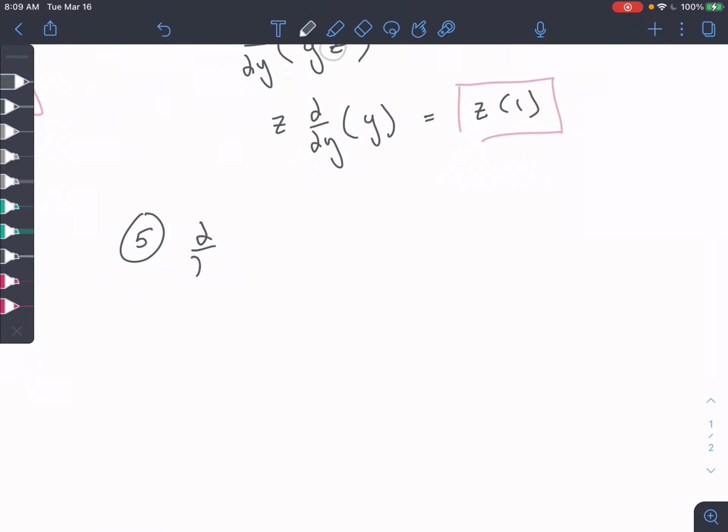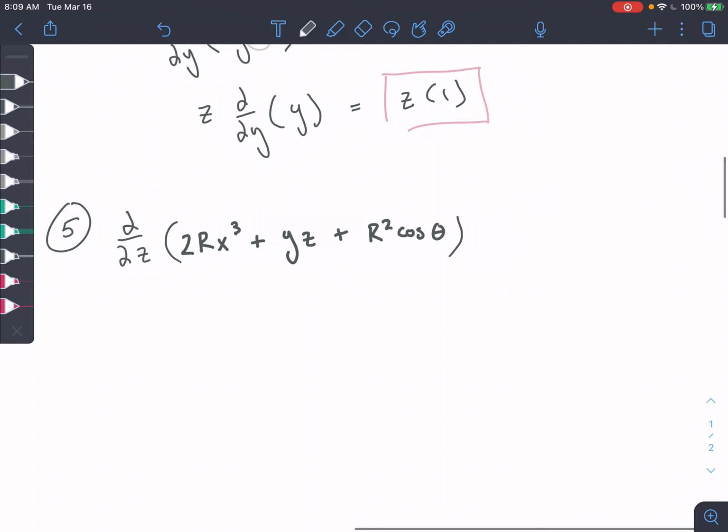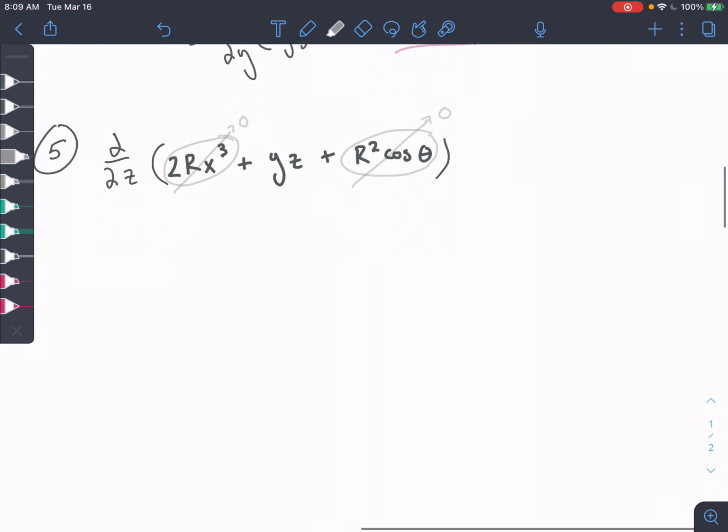Okay, derivative with respect to z of this guy here. Okay, let's see where our z pieces are. Do we have any z pieces? It looks like we do. Okay, so this one, anything z? No. It'll go to 0. This one, anything z? No. It'll go to 0. Derivative of a constant. Okay, this one, we do have z.